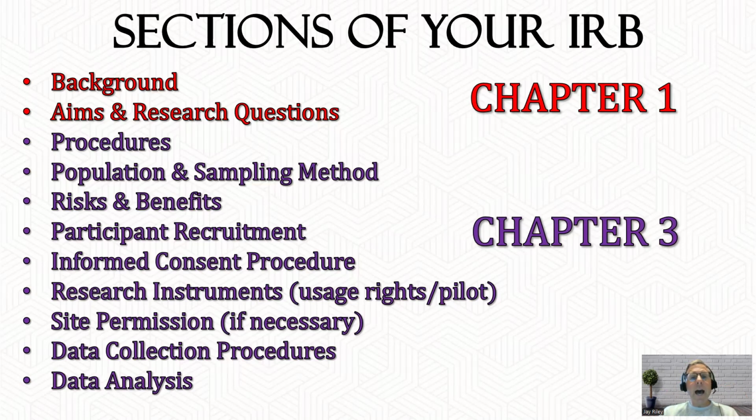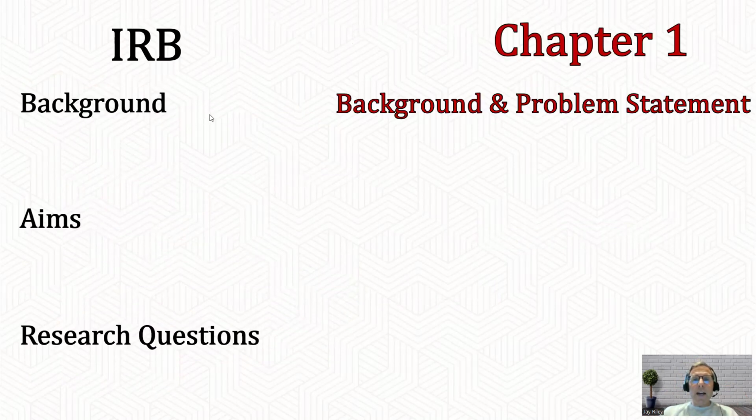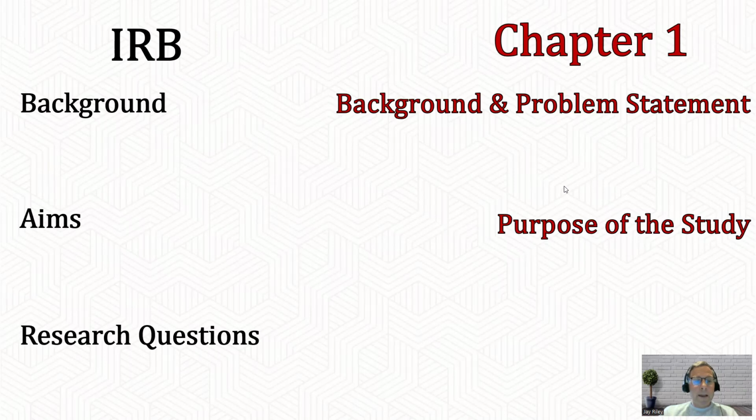So let's take a look at what sections go where. For your chapter 1, your background section in your IRB is going to go into your background and problem statement in your chapter 1. Your research aims is going to go into the purpose of your study in chapter 1. And your research questions is going to flow to your research questions. That's a pretty short and self-explanatory section in your chapter 1.